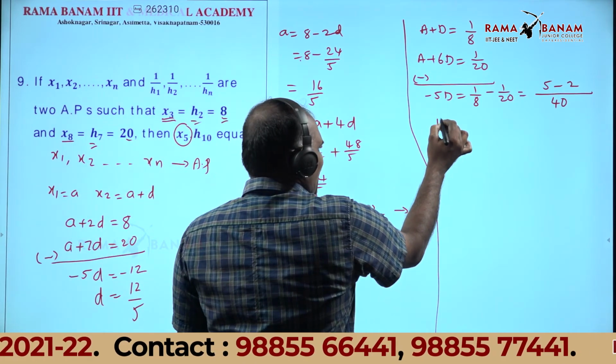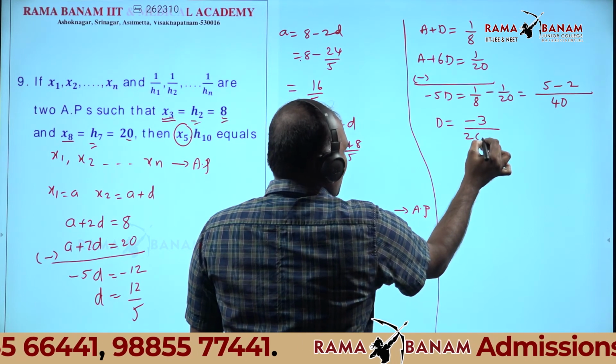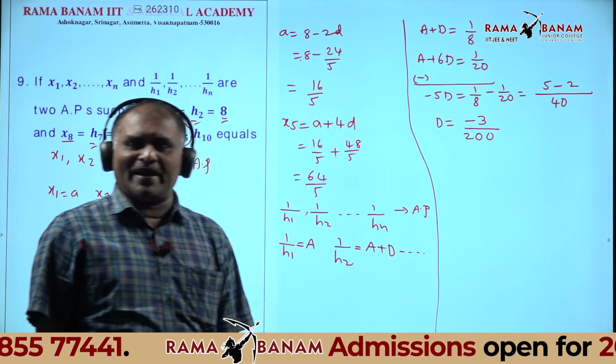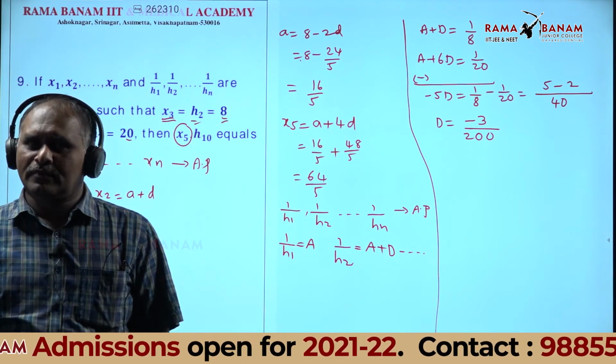What is the D value? Minus 3 by 5 into 4. What is that value? 200. Understood this one? Yes, sir.